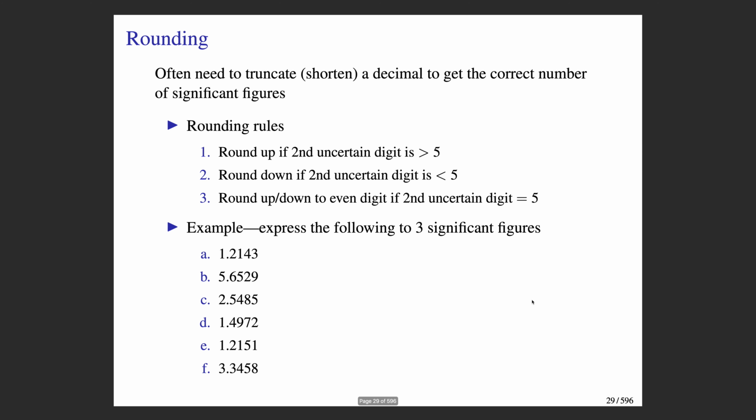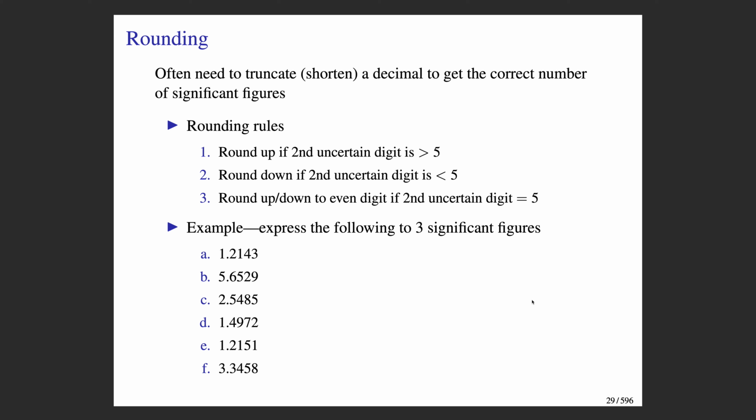Okay. Well, you'll notice I did a little bit of rounding in some of those problems, and that's something that you often need to do when you're working with measured quantities. You need to truncate the number so that you have the correct number of significant figures. And so in this next example, we're talking about the rules of rounding, and then I'll just give you a few quick examples of how to use these rules.